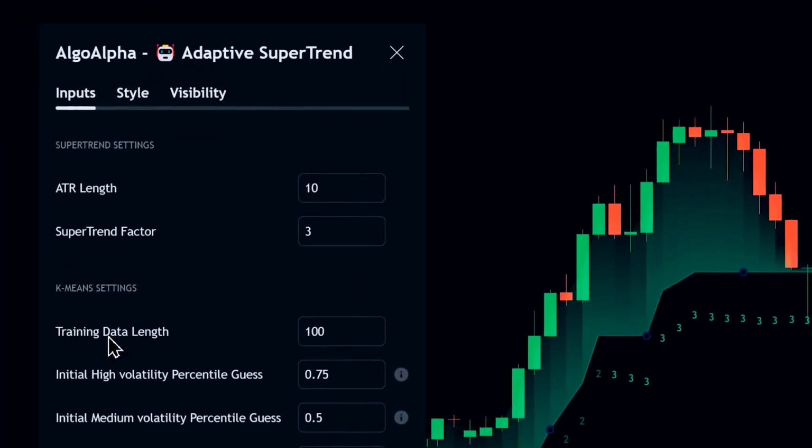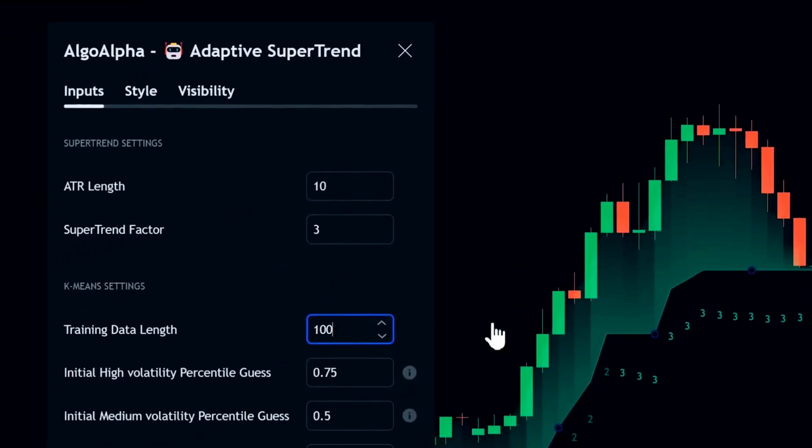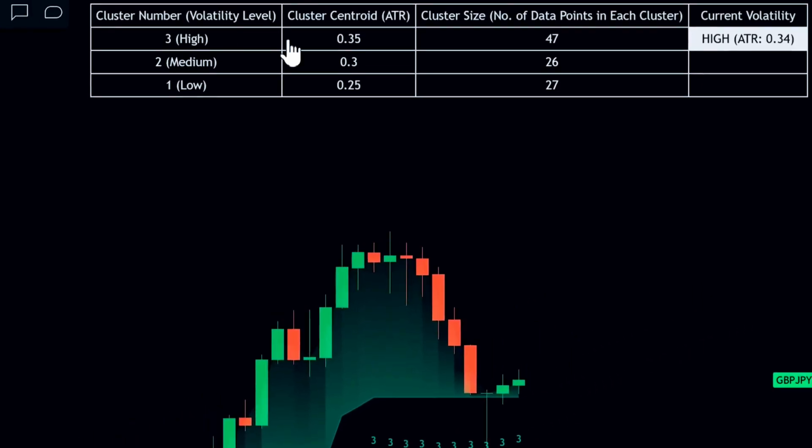Why only 100 bars? That's the default look back period for the indicator's training data. This value is adjustable in the settings if you want a broader or narrower range. Using the past 100 bars as an example, cluster 3 occurred 47 times, cluster 2 appeared 26 times, and cluster 1 came up 27 times.